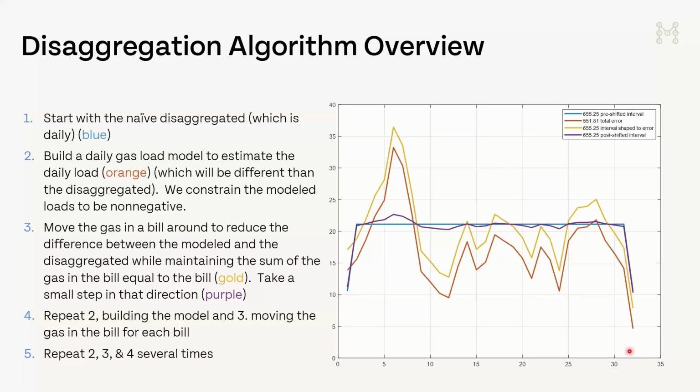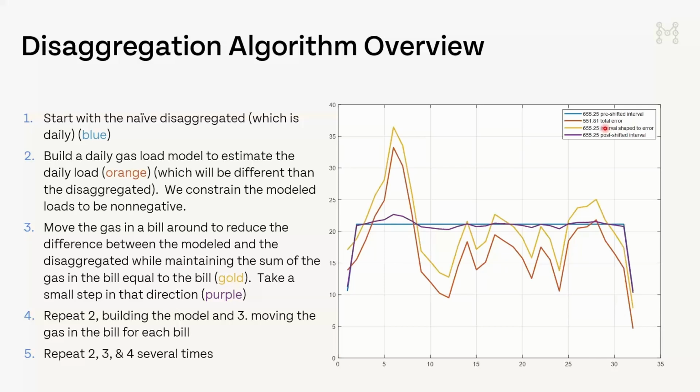And then we build a model on all of the bills, all of the disaggregated so far, to see what the load would be. And that is the orange. It's not quite, but say it's the orange. And we look at what the orange is over this interval, and it's only 551. So it's not what we want, because we don't want to violate the constraints of the bills. So we scale it up to the gold curve here, which has the 655.